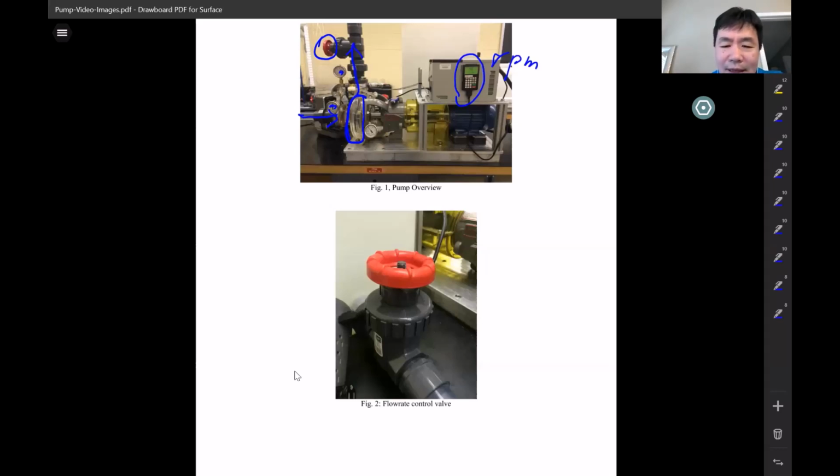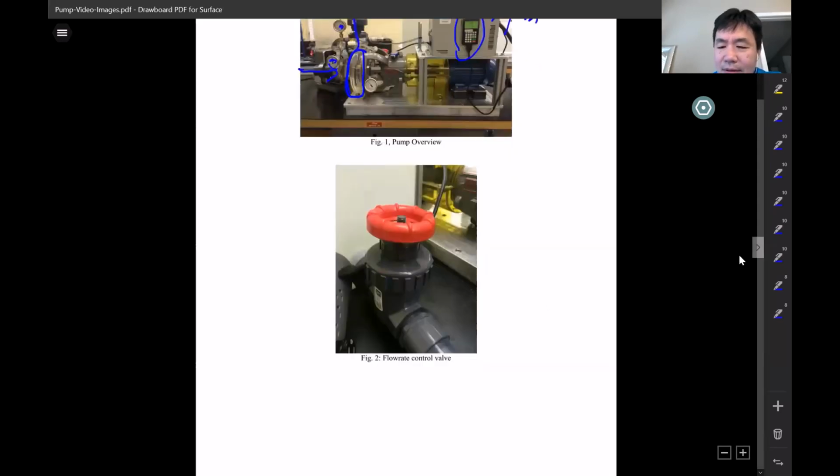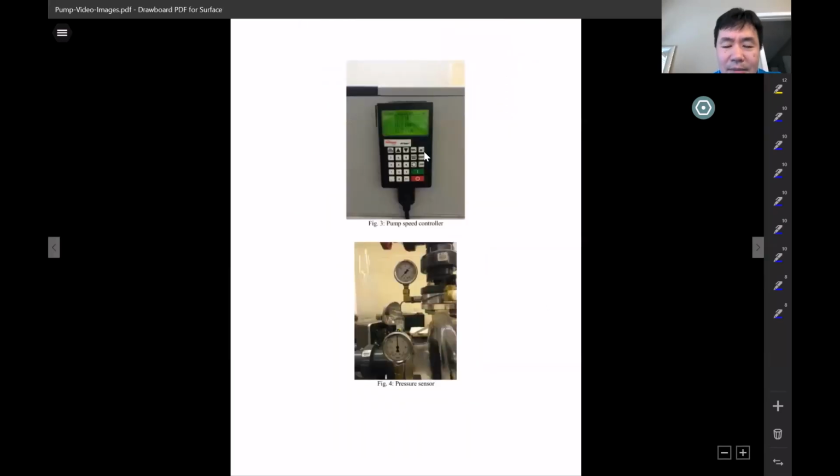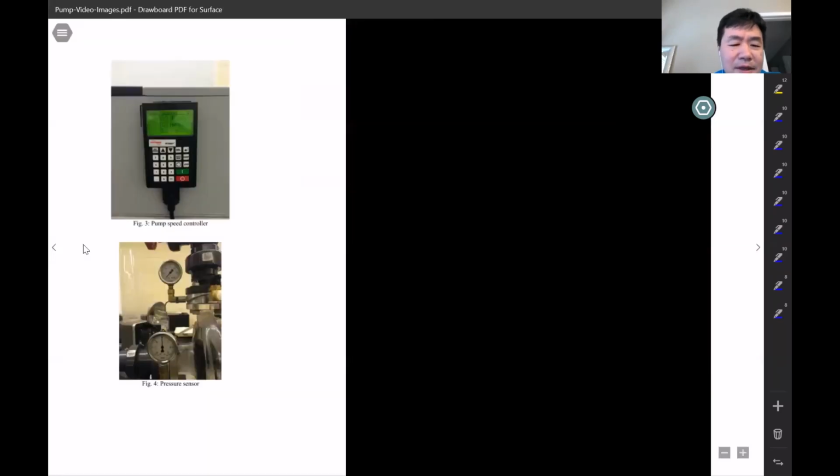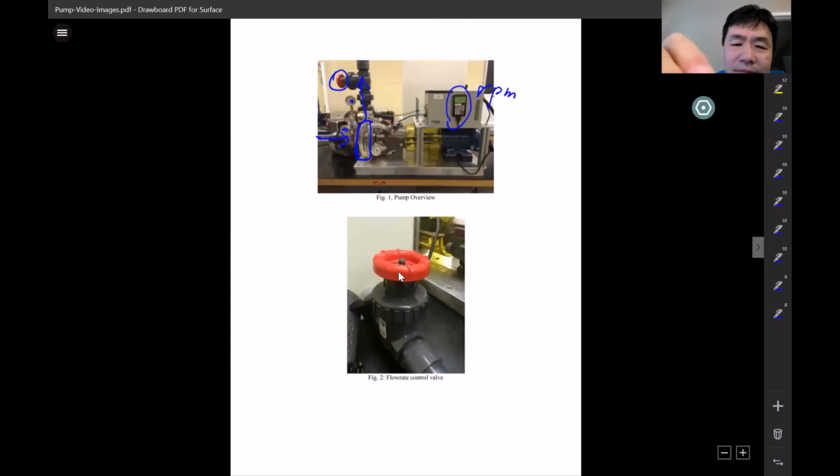So in this lab, the other thing is the flow meter, right? This is the panel I showed you, and this is the pressure gauge. You have a flow meter here. Where's the flow meter? Flow meter is here. This is the flow meter. Okay, so that's where you read the flow rates.